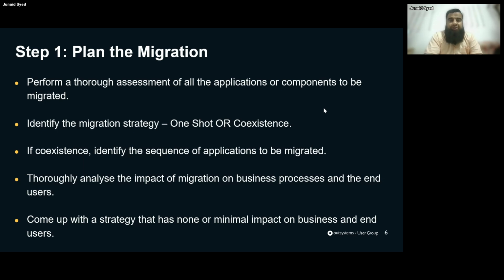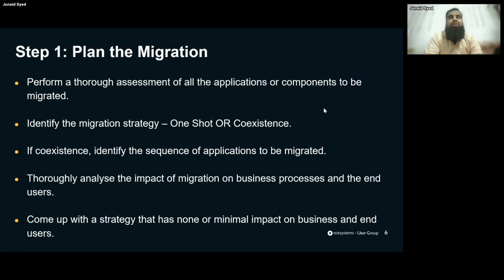And coexistence means that, let's say I have 100 applications in my O11 environment. I pick 10 of them in the first phase, migrate them to the ODC framework, and then make those 10 applications live on the ODC platform, while 90 out of 100 applications are still in O11. And I need to ensure that for the end users, there is a smooth transition, so they should not realize any impact on the way they use the applications.